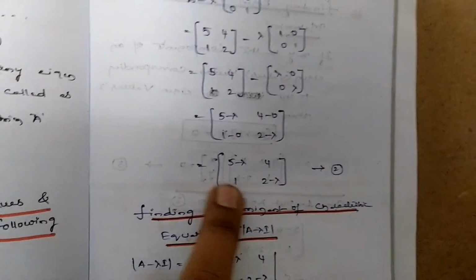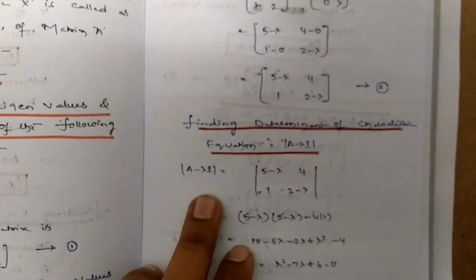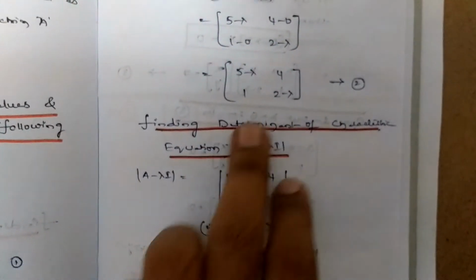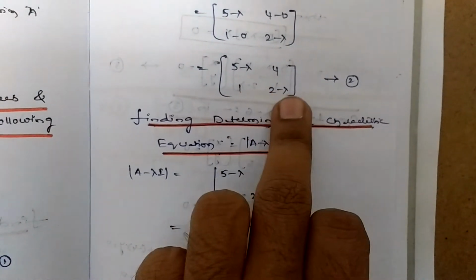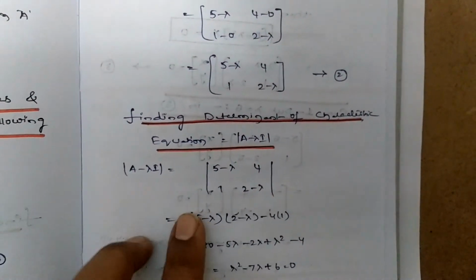Now we will get this equation. Keep it as any equation, either 1 or 2. Okay, then now finding the determinant of the characteristic equation. Whatever we got as the result here, the equation 2, for that we have to find the determinant. This is the second step, guys.